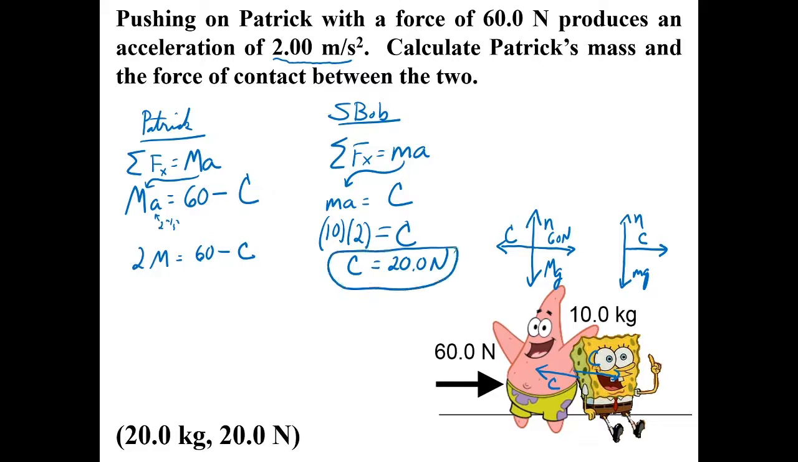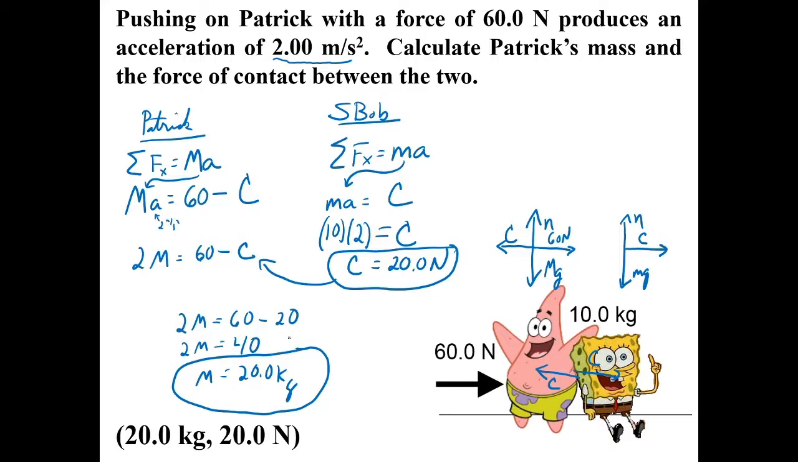We're able to get that just from the equation here on the right. Here's why that's really nice. We can just substitute that back into that equation. So 2m is 60 minus 20. 2m equals 40. And Patrick's mass is 20 kilograms. And we assumed he was heavier. I think that's a reasonable assumption, at least based on the cartoon. And it all works out. We get our 20 kilograms.